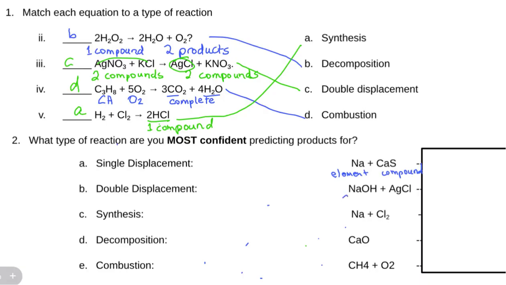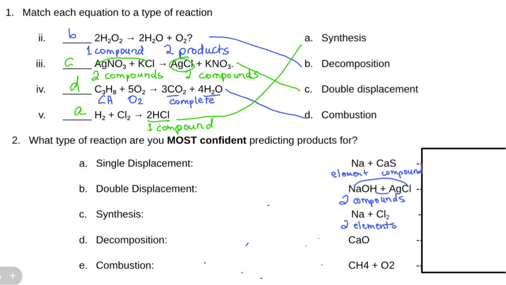For double, again, we see two compounds. And again, it's not a guarantee that two compounds is going to always be double displacement, but it's a good chance that it will be. So if I see two ionic compounds where I have positive and negative ions, that's a double displacement. When I see two elements like this one, that's always going to be a synthesis.